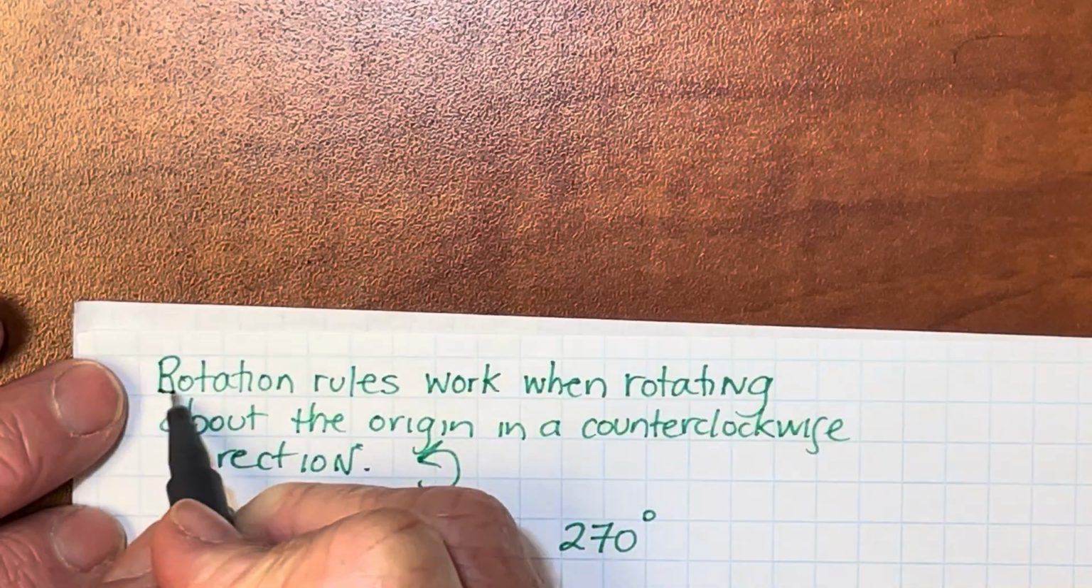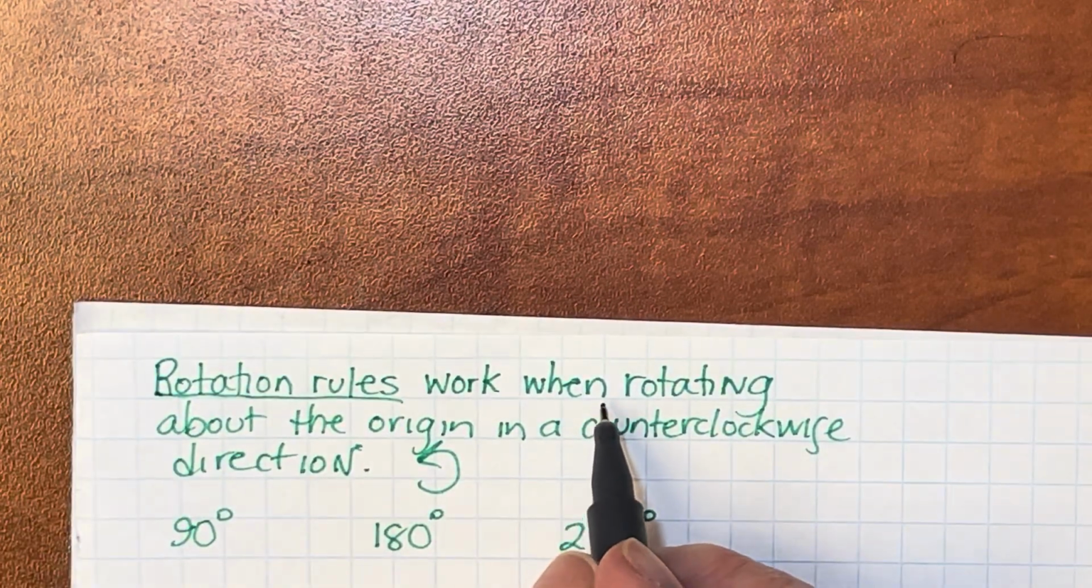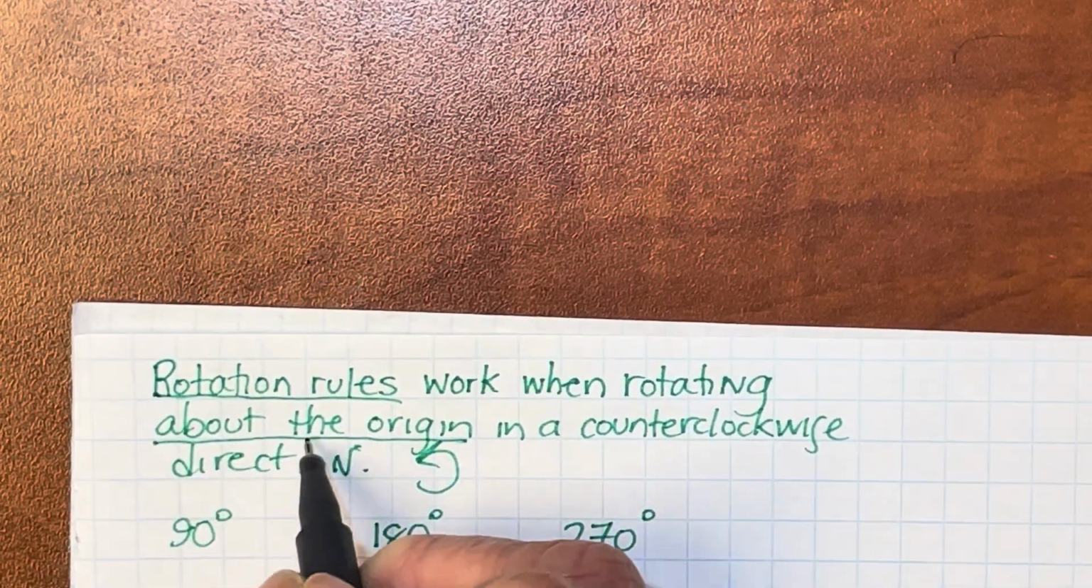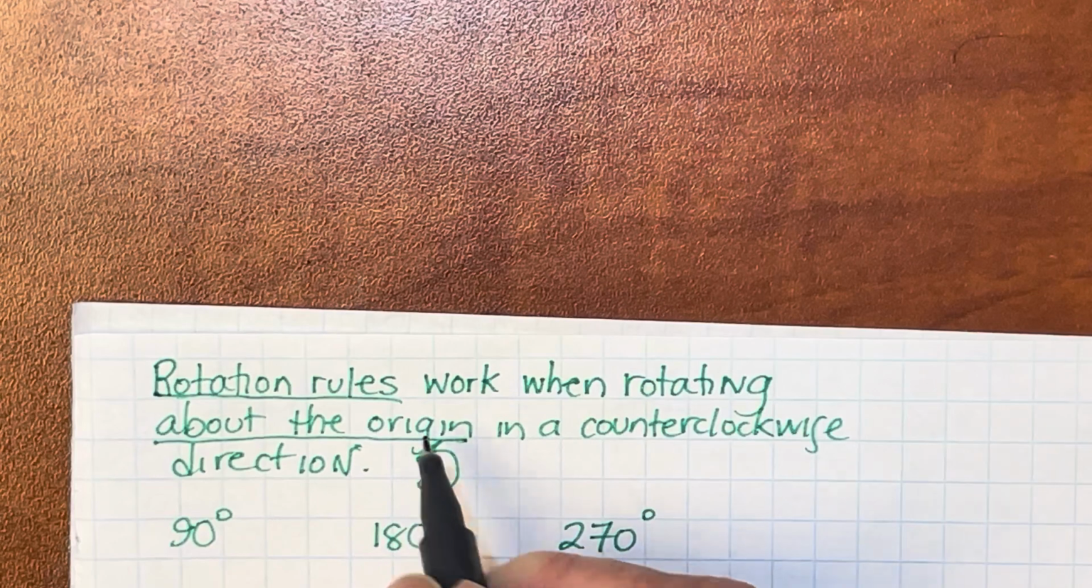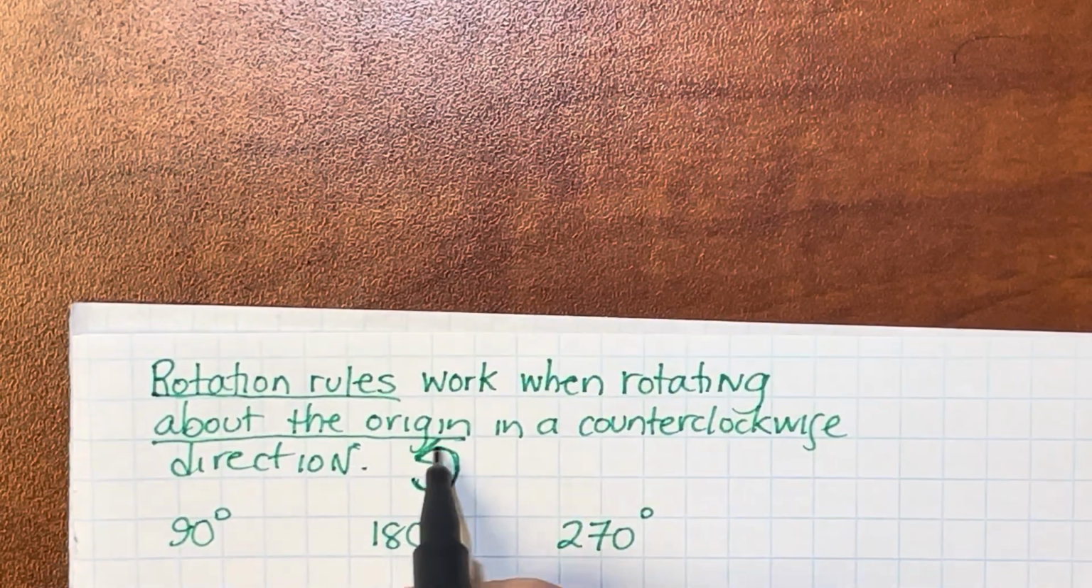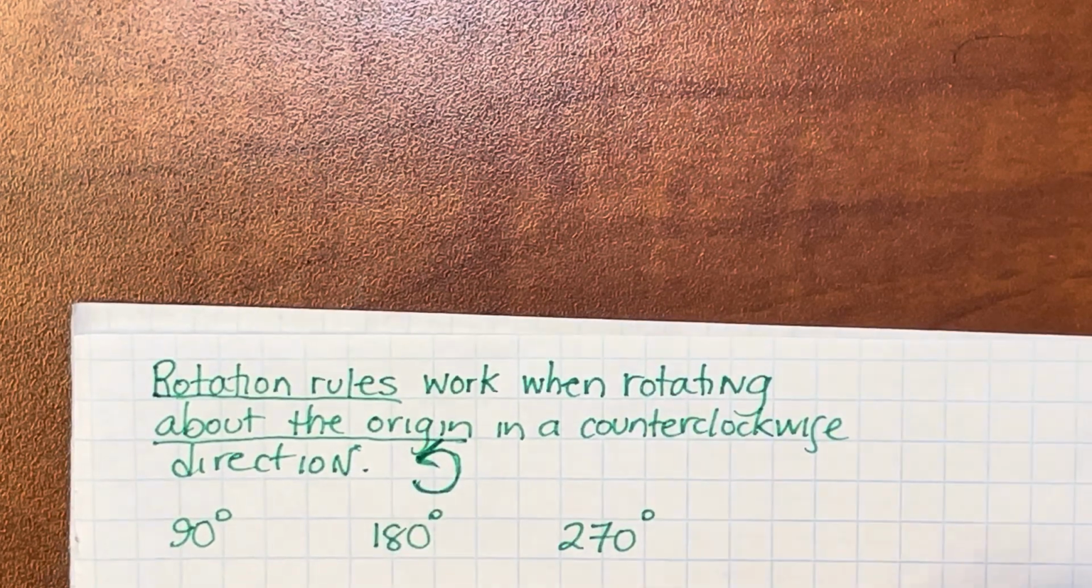Right, our rotation rules work when we rotate about the origin. If a point is not specified, it's assumed that you're rotating around the origin and always in a counterclockwise direction unless it states otherwise. That's how our rules work.